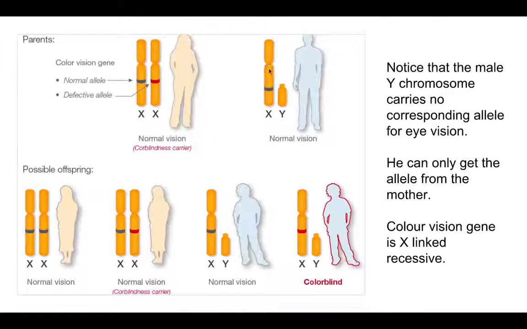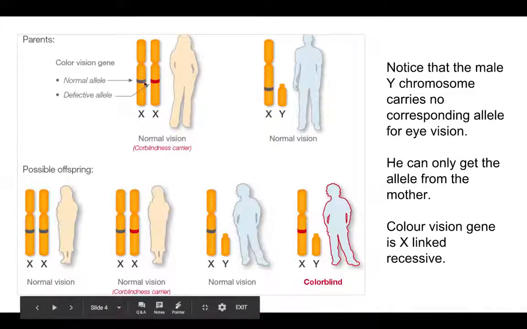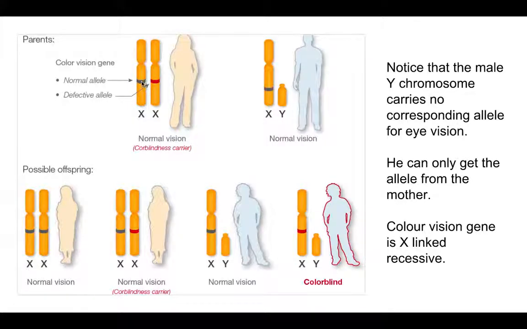Now, firstly, the father must be donating his X chromosome to the girl. Obviously, if he donates the Y chromosome, he's going to get boys. The female has to donate either her X chromosome, which is the normal allele, or the X chromosome carrying the defective allele. And in this case here, if the X chromosome comes over here, her daughter has normal vision. However, if this defective X chromosome is donated, carrying the defective allele, the daughter will still have normal vision, but she is a carrier for colour blindness.